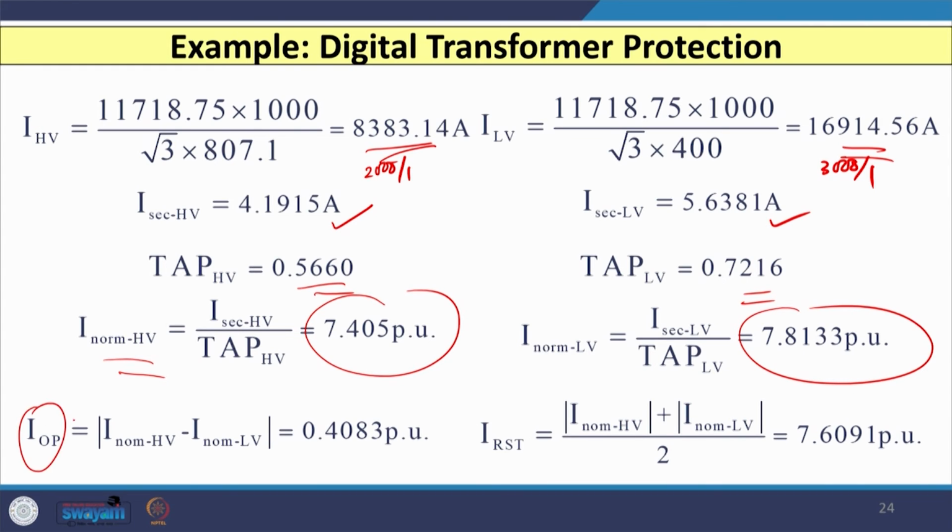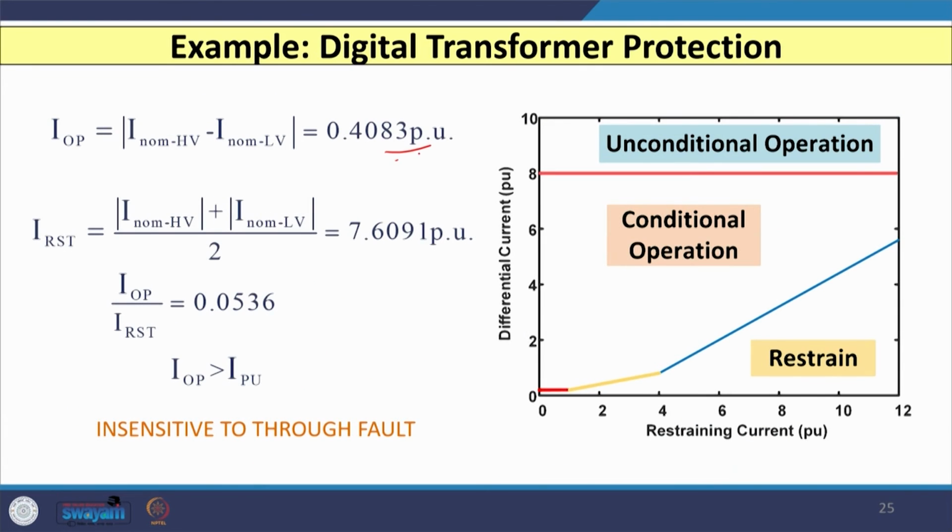So, your operating current comes out to be 0.4 and restraining current comes out to be 7.6. If you put these two points on the characteristic, then you will have the 0.4 roughly somewhere here and 7.6 somewhere here. So, again your point will be somewhere here, so the relay remains stable.